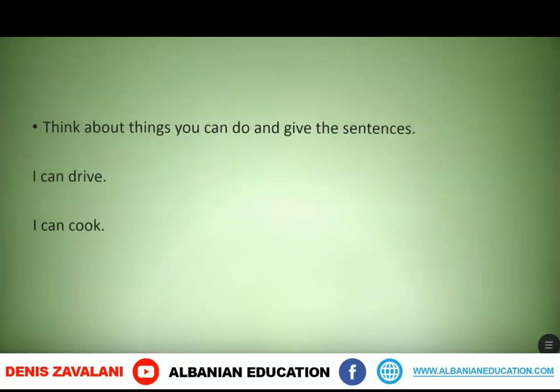Think about things you can do and give the sentence. For example, I can drive, or I can cook. Now, think about things that you can do and give the sentences for each one, of course, using the modal verb can.